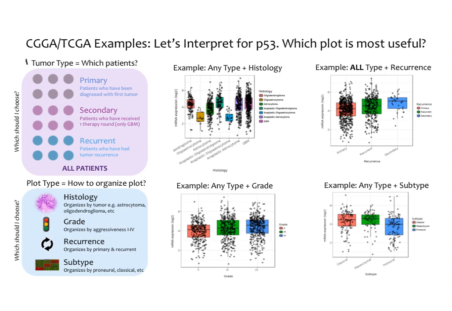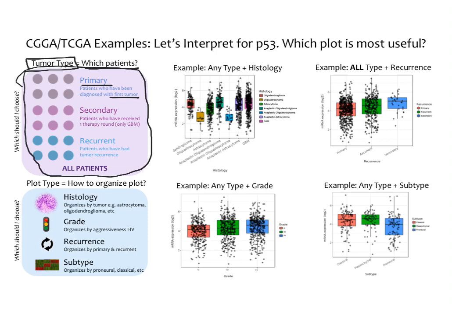When it asks you what tumor type, what you should think of is basically asking you which patients to include. So if this box is all of your patients, these are all the patients that you could choose from. Within that, you have a set of primary patients who have just been diagnosed with their first tumor. You have a set of patients who've only received one therapy round. So these are patients that are coming back with secondary tumors. And you have patients that have had a recurrence in general. So these are patients across all tumors who've had a recurrence of their tumor. So you can choose any of those individual populations, or you can choose to look at all of the patients.